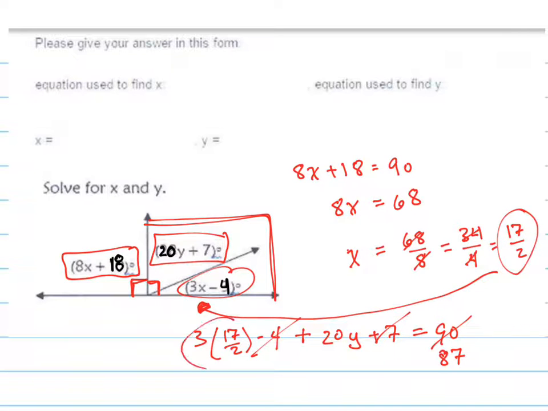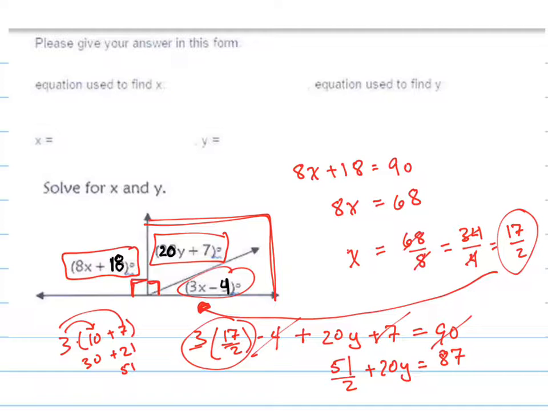This right here is going to be 3 times 17. I think of 17 as 10 and 7. So 3 times 10 is 30, 3 times 7 is 21. Add them together, you get 51. So this is 51 halves plus 20y equals 87. Okay, I'm going to write that up here. 51 halves plus 20y equals 87.